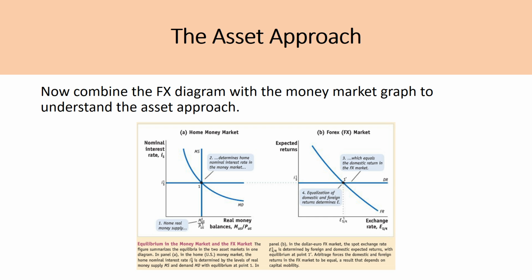So now the asset approach in the short term, we can now actually combine the FX market with the money market diagrams to really look at a fuller example. And so really you start on the left-hand side. You start with whatever change you're going to be analyzing, look at it from the home money market and see how it affects the Forex market. And really the relationship between the two is that equilibrium nominal interest rate.